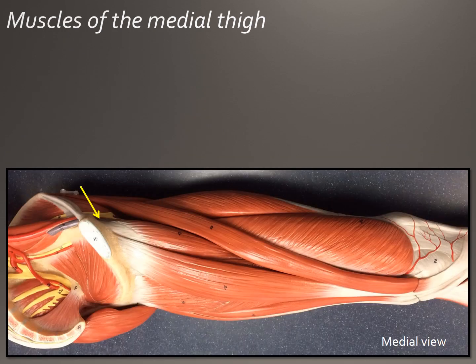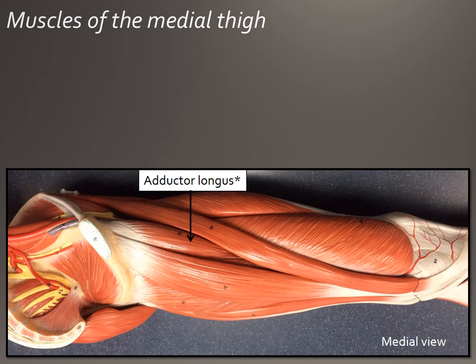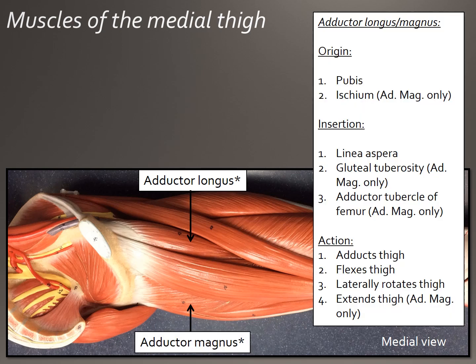Now we're looking at muscles of the medial thigh, and the first muscle that we'll review is indicated by the yellow arrow, and this is the adductor brevis. Recall that brevis means that this muscle is going to be relatively shorter or smaller, and as the name suggests, this muscle is going to adduct the thigh. We have more adductors in the medial thigh. The first is the adductor longus, and we also have the adductor magnus.